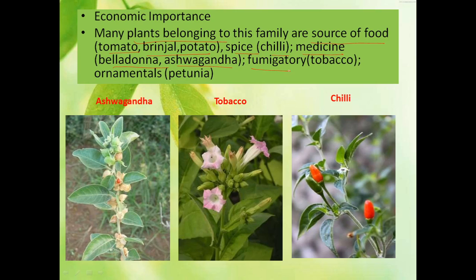Tobacco plant also belongs to Solanaceae, and the ornamentals, that is Petunia. So Solanaceae families have very much economic importance. It is used as food, as spices, as medicines, and as ornamental plants also.